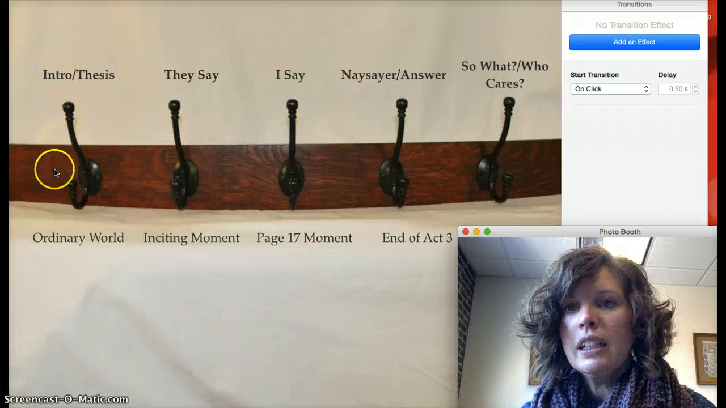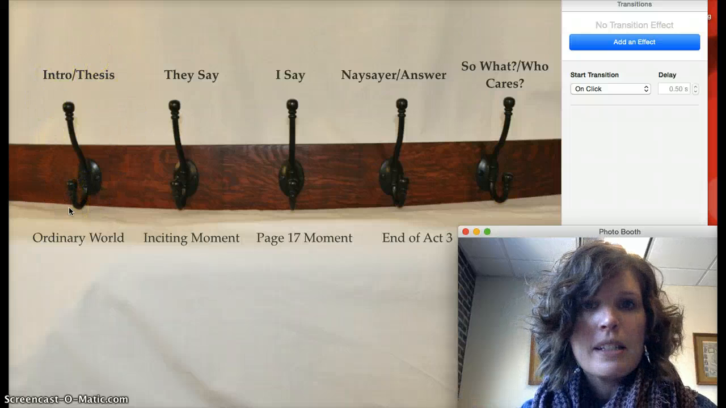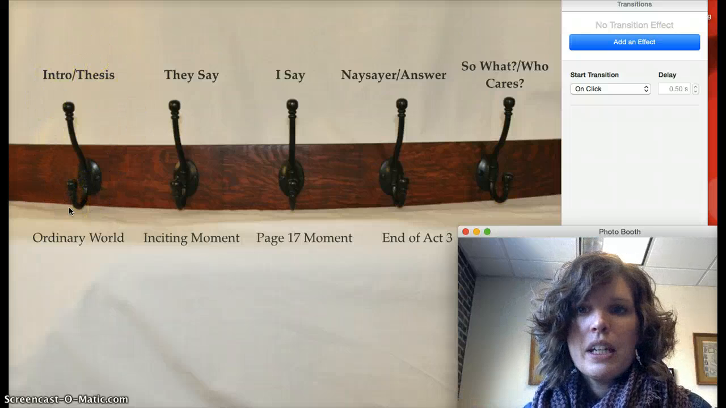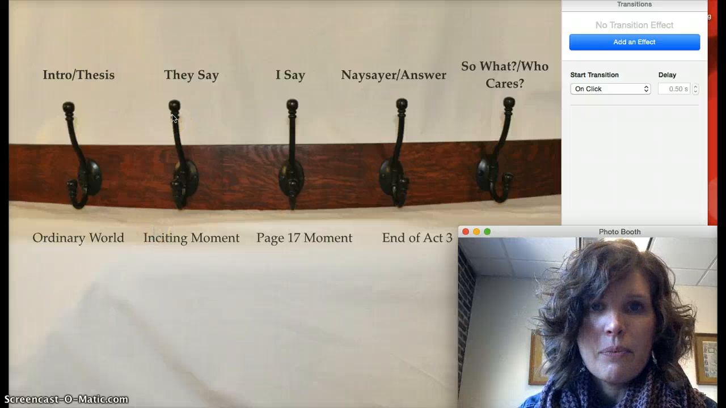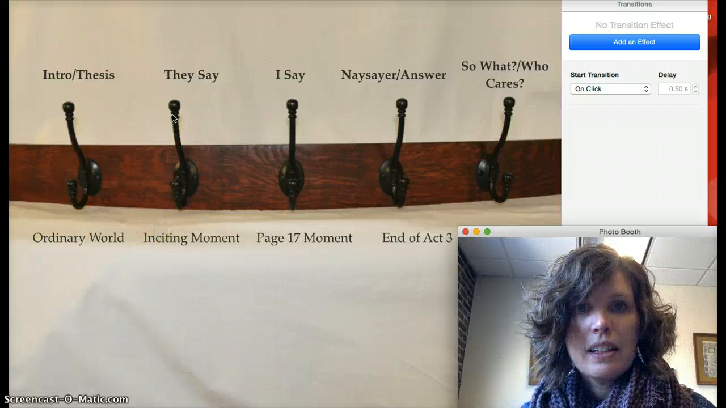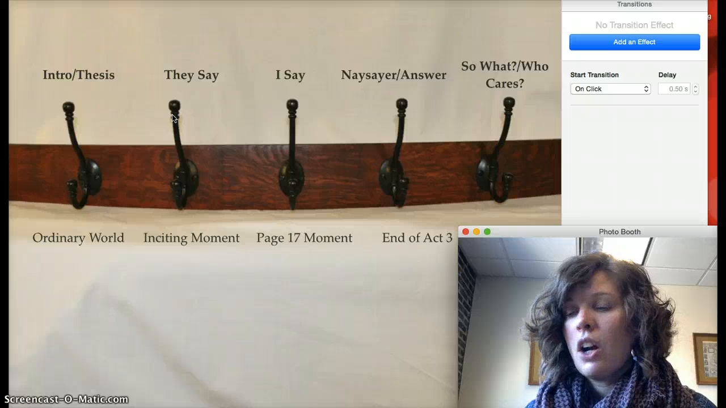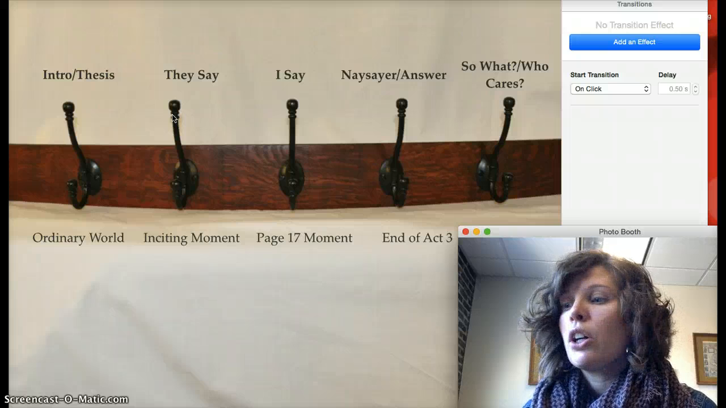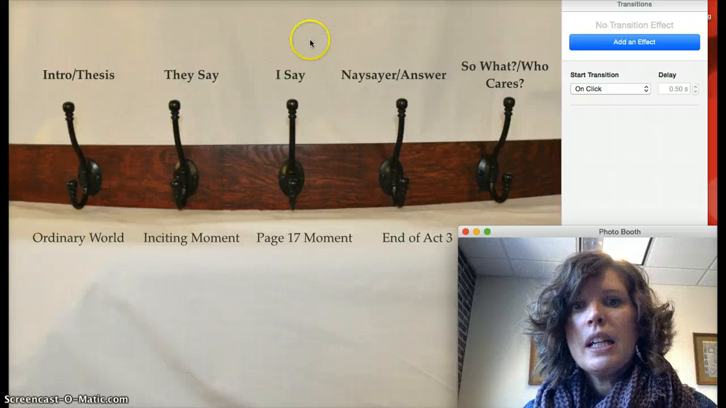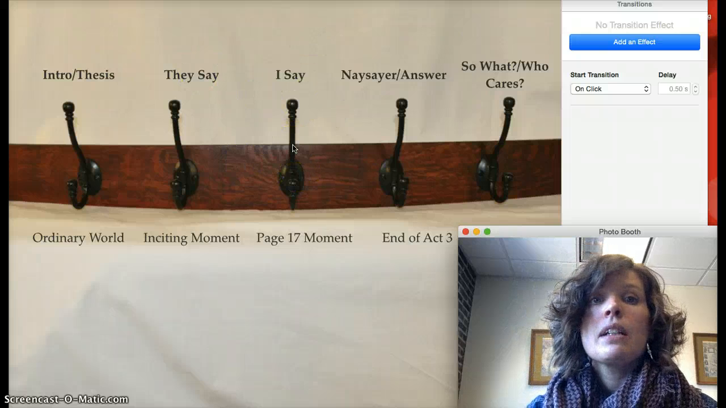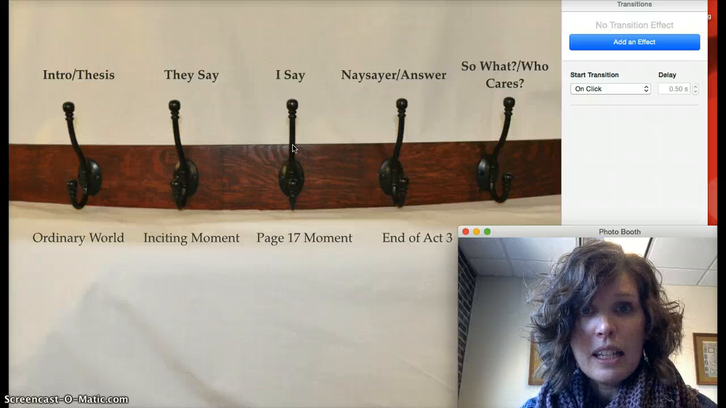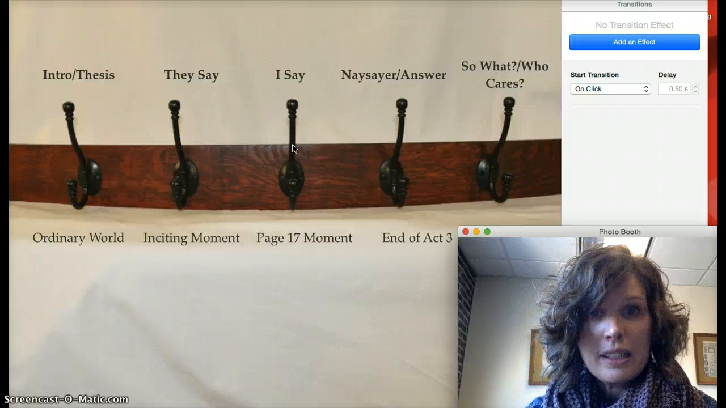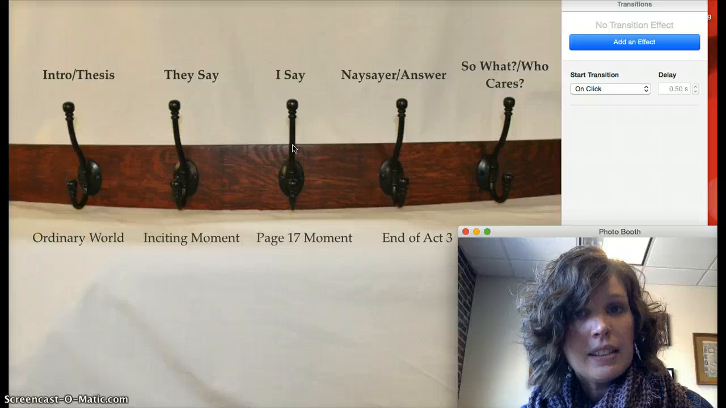So if we look here, the first hook of a paper is the introduction and the thesis. The second hook is the they say, where you're introducing the context of this conversation that you're joining. Who's gone before you? Who's been talking about this? You're referencing them. Then you're going to have the I say. Now you're going to step in and contribute what you have to say. Either you're going to agree, or you're going to disagree, or you're going to do both, agree and disagree.